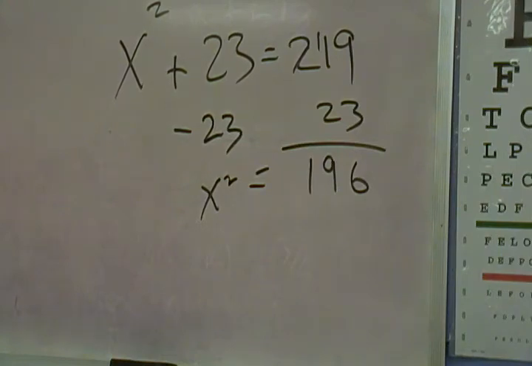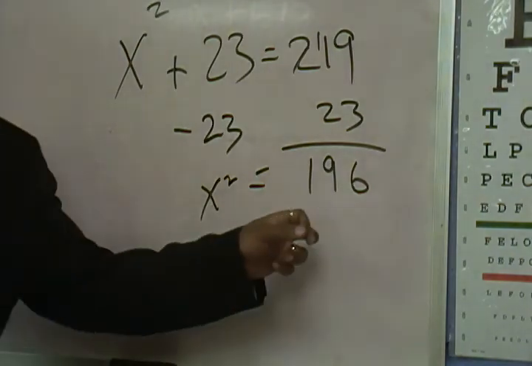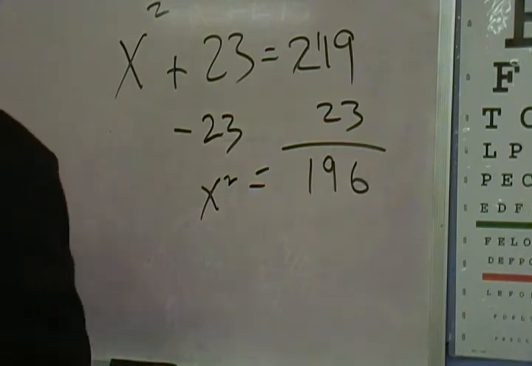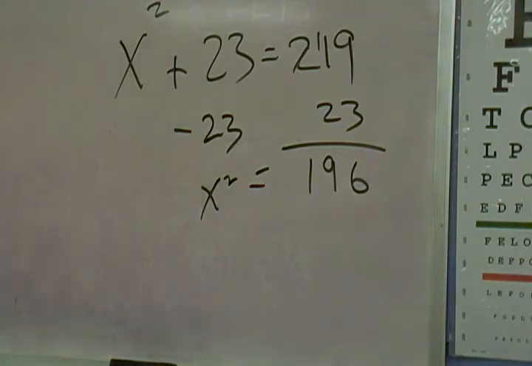Alright, so look. 13 squared is 169. We got to get the square root of 196. So I'm giving you a hint. We just need to swap the last two digits. No, look. 13 squared is 169.